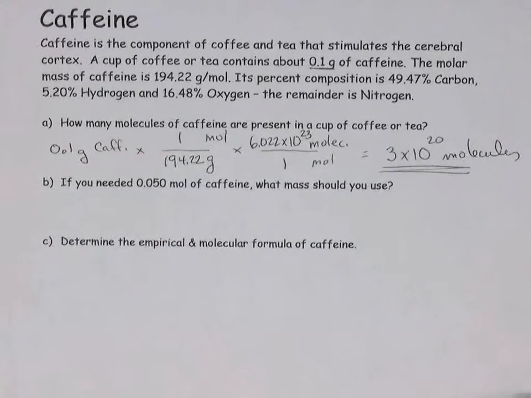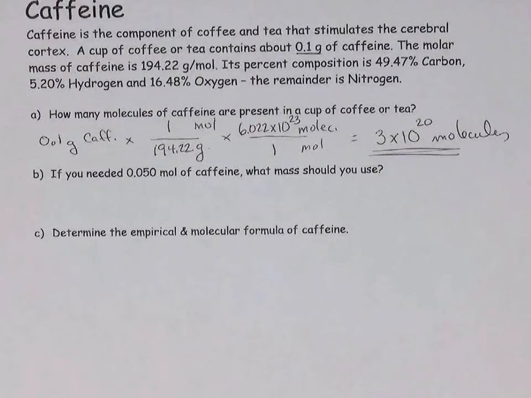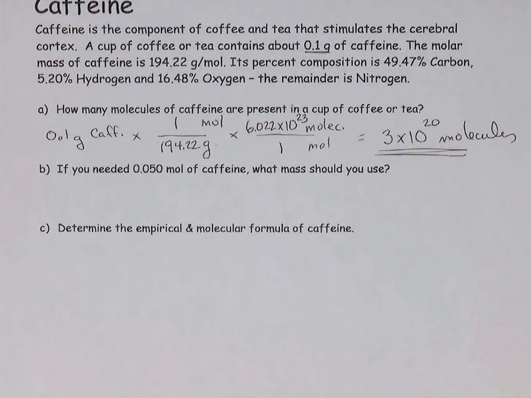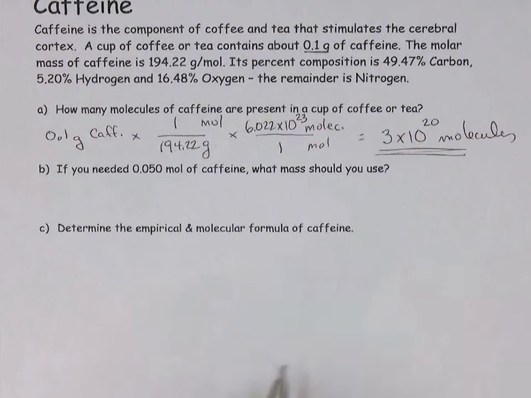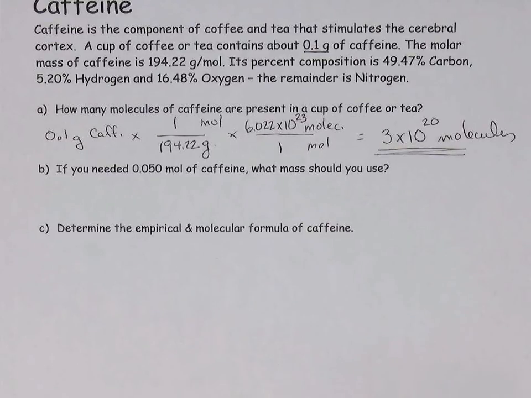For part B, we are told that in an experiment we need 0.050 moles of caffeine. So how many grams should we use? What mass should we use? That's a very common practical problem that you would have to encounter in a lab. An experiment calls for a certain amount in moles, but we need to measure it using an electronic balance, so we want to know how many grams we should use.